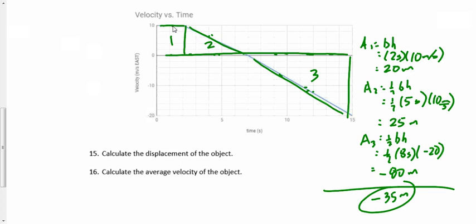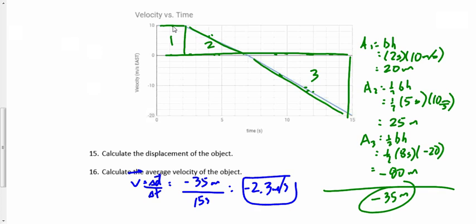Now, we find the average velocity. This one's easy now compared to what we just did. It's displacement divided by time. The displacement we just found to be negative 35 meters, and the time here from 0 to 15 seconds is 15 seconds. Divide those and we get negative 2.3 meters per second.